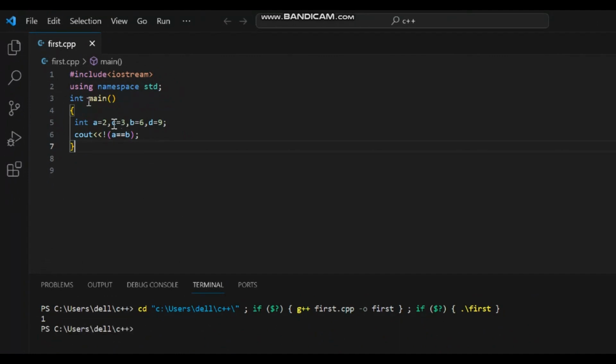1 because first it is false. False becomes true if you use the NOT operator. And if it is true, it becomes false. For example, if we take any false condition here, B is greater than D. Here B is greater than D. 6 is greater than 9 we are saying, but it is false.